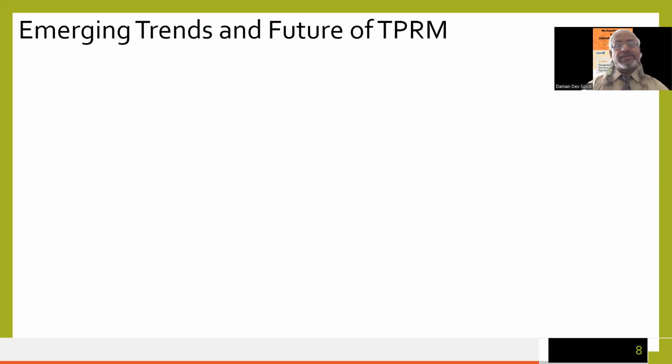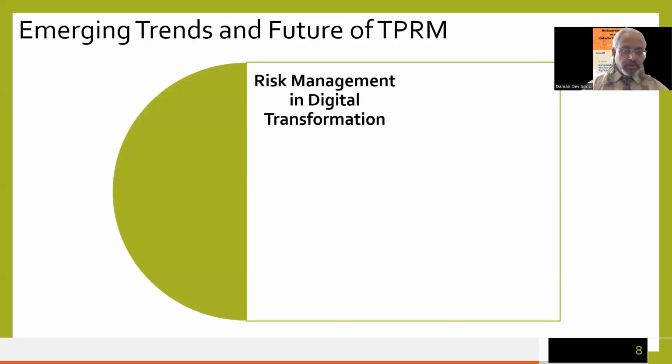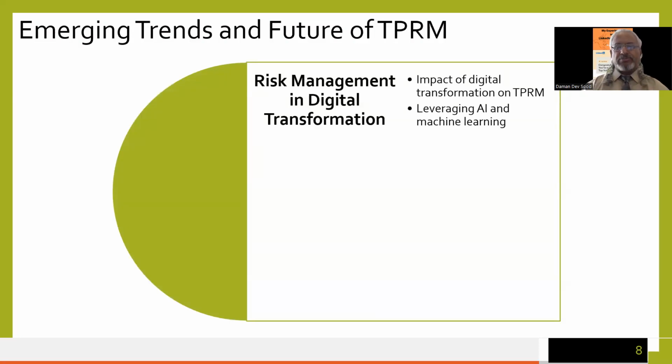A quick look at emerging trends and future of TPRM. Risk management in digital transformation. The whole world is moving towards digitalization. So we cannot ignore that during TPRM also. So we need to look at its impact on TPRM. The way the world is changing, organizations are changing. We are changing. Our third parties also would be changing. So we need to look at the impact of this to be able to manage it effectively. Then we cannot close eyes to artificial intelligence today. Leveraging AI and machine learning in and for TPRM.